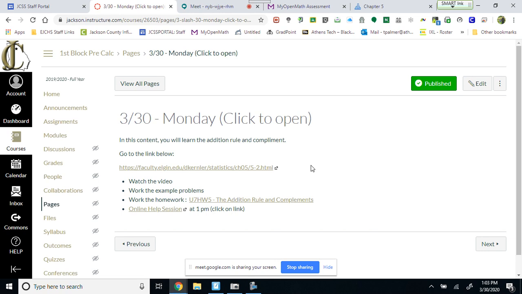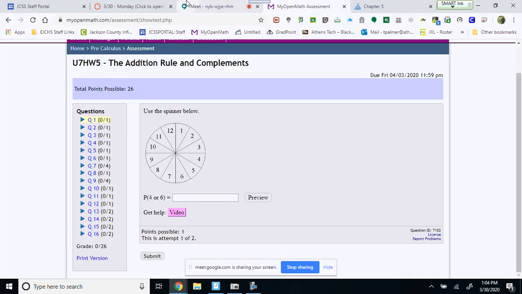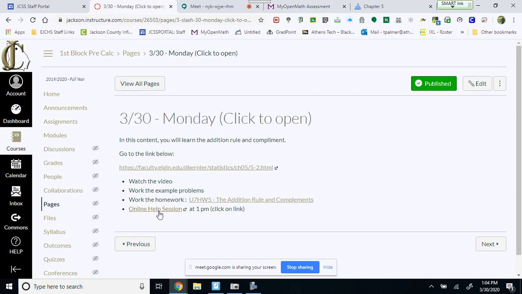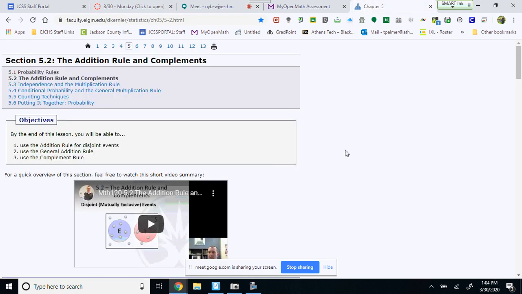And then here's the homework. There's not that many on the homework. There's 16 of them, okay? And then the online help session, of course, click there. But I want to show you, when you click this link right here, it goes to this website. Okay, so the addition rule and complement.